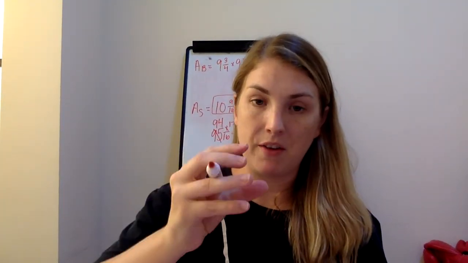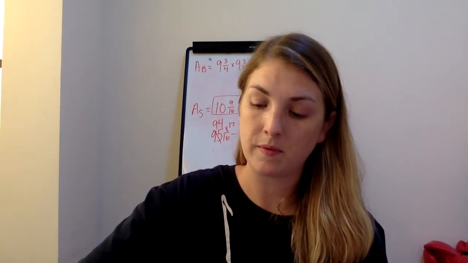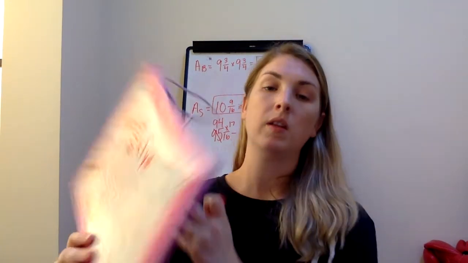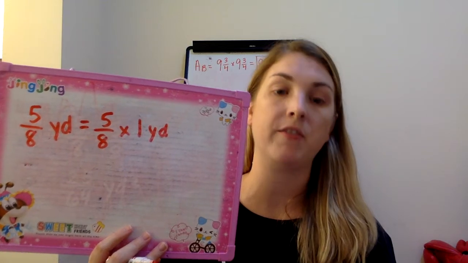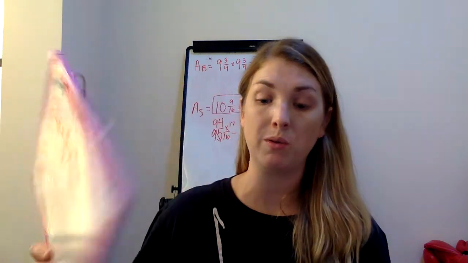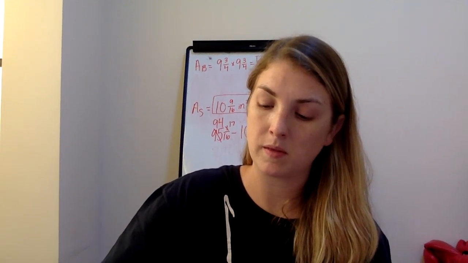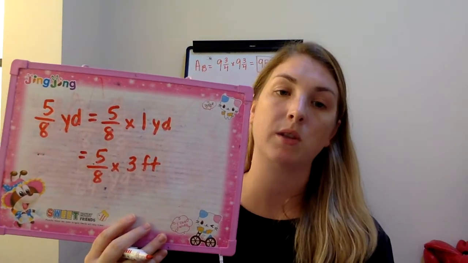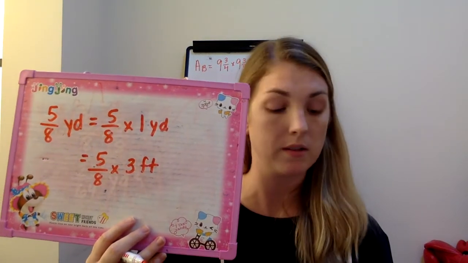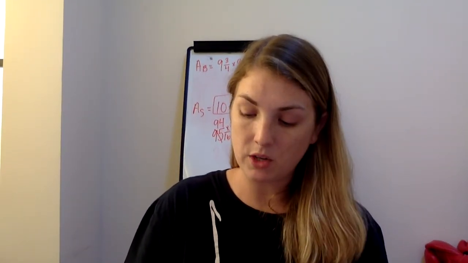So when we did conversions a few months ago, we set it up like this. I'm separating the 5/8 and 1 yard. It's the same as 5/8 times 1 yard. Now I'm going to substitute how many feet are in 1 yard. We know that there are 3 feet in a yard. So now I have 5/8 times 3 feet. I want you to pause the video and solve that, please. All right, after solving that, you should have gotten 1 7/8 feet.